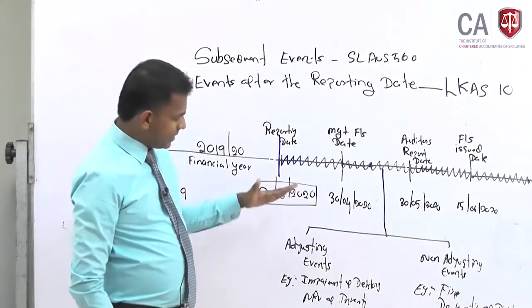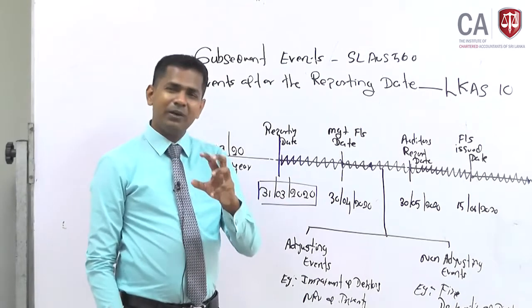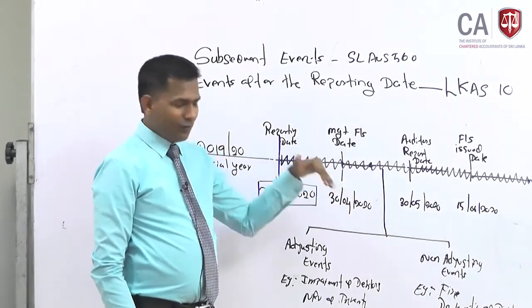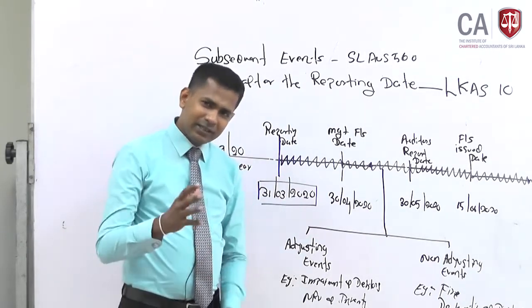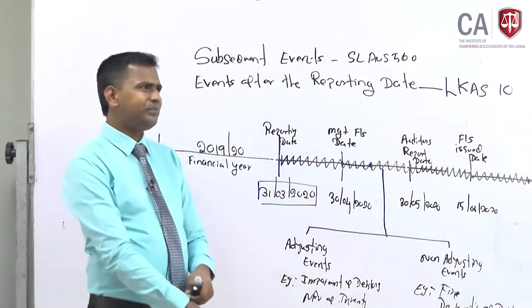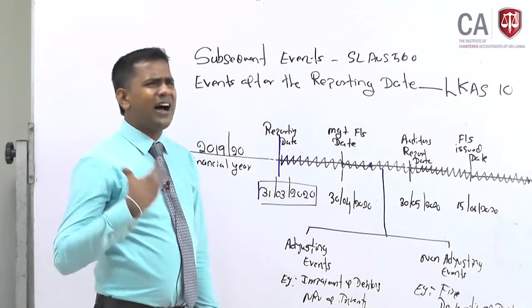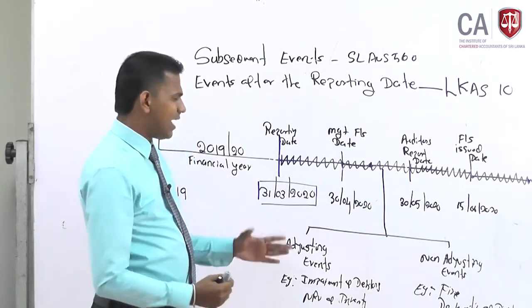Right. Likewise, I can give you 1000 examples on subsequent events, what are those adjusting events and non-adjusting events. What I want you to do is rethink or go through the study text as well. You need to understand the logic behind it rather than memorizing.